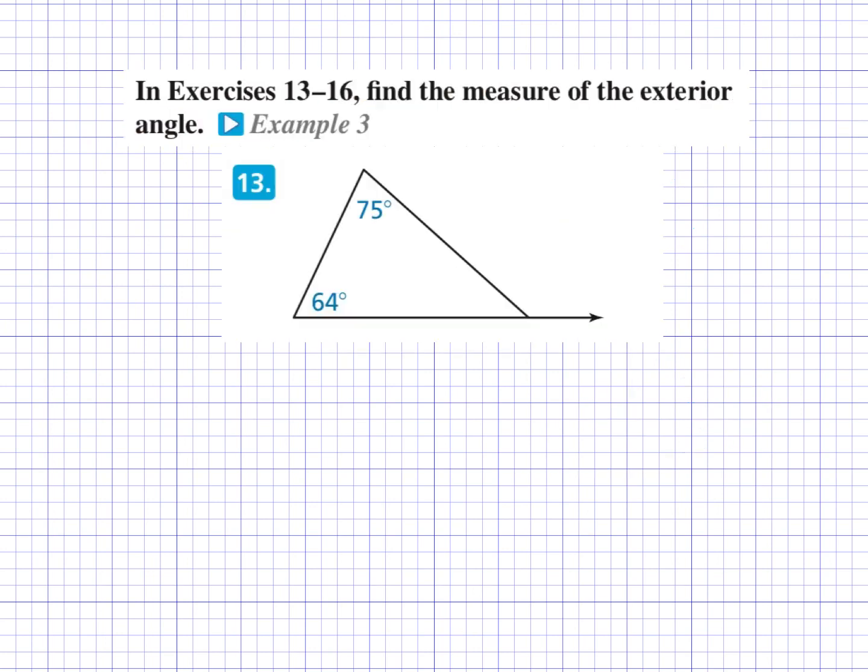Okay, now let's go with the exterior angle. So this exterior angle here, let's call it angle 1. The measure of angle 1 is equal to the interior angles added together. Not this one. Don't ever add the one that's included. Okay? So angle 1 is equal to the opposite two angles added together. 64 plus 75, so that's 139. So the measure of angle 1 is 139 degrees.